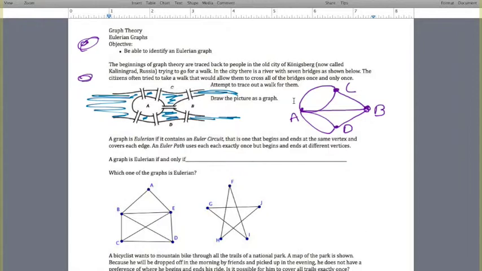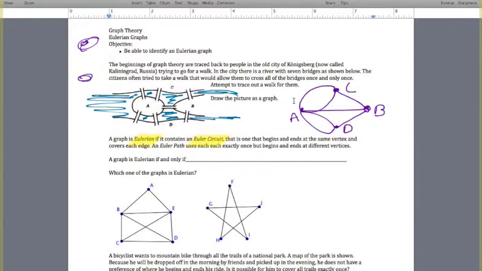So beneath that we have a definition. We had a lot of definitions yesterday. Here's another definition for us today. A graph is Eulerian if it contains an Euler circuit. And an Euler circuit is one that begins and ends at the same vertex and covers each edge. Okay, begins and ends at the same place and covers each edge.